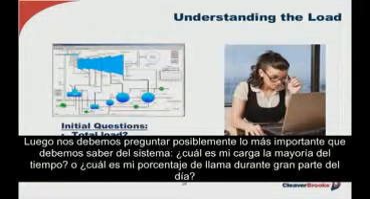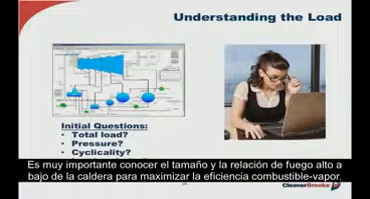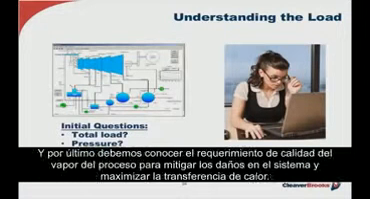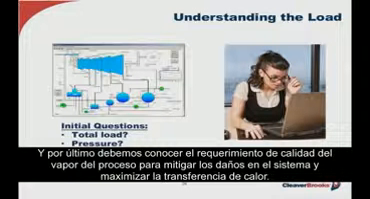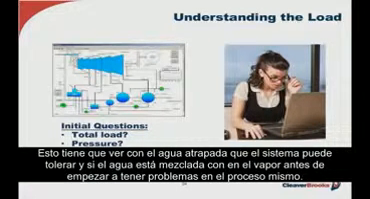This then leads us to, possibly I should say, the most important piece of information we need to know about our system. What is my load the majority of the time? Where will the boiler's firing rate be during the majority of the day? So important to know in terms of what boiler size and burner turn down to choose to maximize overall fuel to steam efficiency. And lastly, we need to know if the process requires a minimum steam quality in order to mitigate system fouling while maximizing heat transfer. This refers to the amount of entrained water the process can tolerate within the system and within the steam.